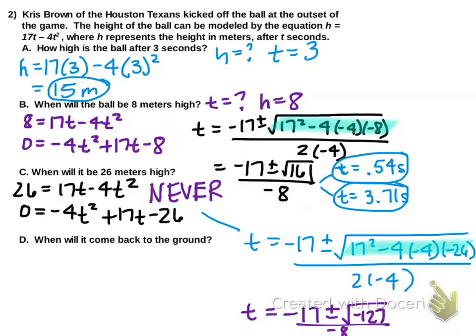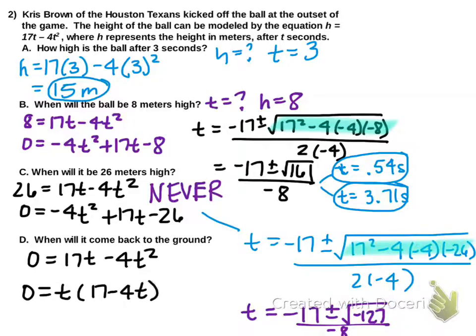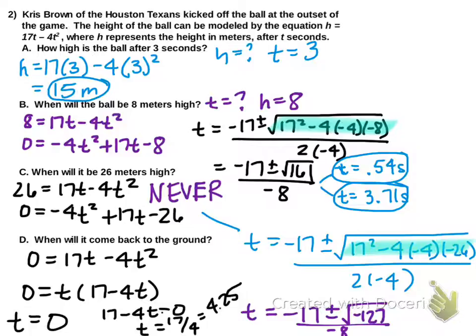It says, when will it come back to the ground? So again, ground, h is 0. So basically when h is 0, what is t? So 17t minus 4t squared. I can factor out a t. I'm left with 17 minus 4t. Two things multiplied together give me 0, so one of those two things has to be 0. So either t is equal to 0, or 17 minus 4t is equal to 0. So then t is equal to 17 over 4, or 4.25. So these are seconds.